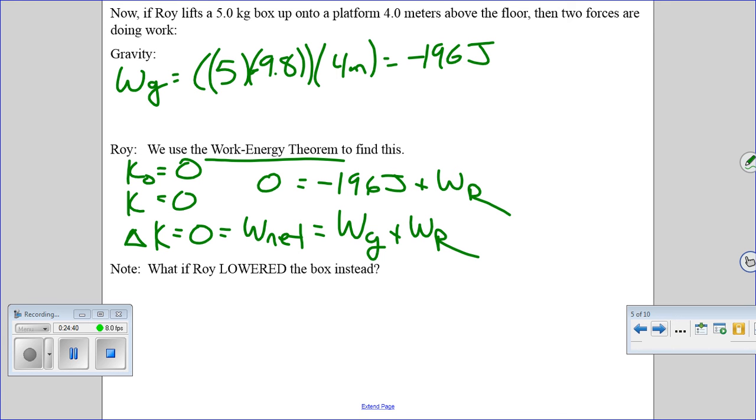Cool? All right. Now, if Roy lowered it, it would just be the opposite, right? He would be doing negative work, and gravity would be doing positive work. But again, they cancel out.